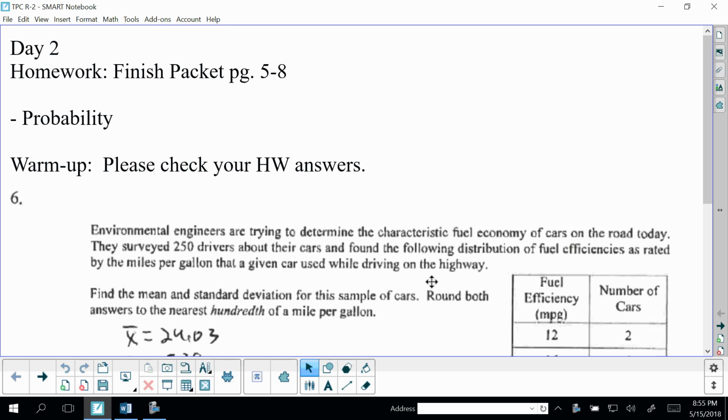Alright, we are on day 2 of review. Your homework for tonight is pages 5 through 8 in the packet. Again, we should be able to get most of that done in class, just like we did yesterday. So the first one that you had to do on your own for homework was question 6.